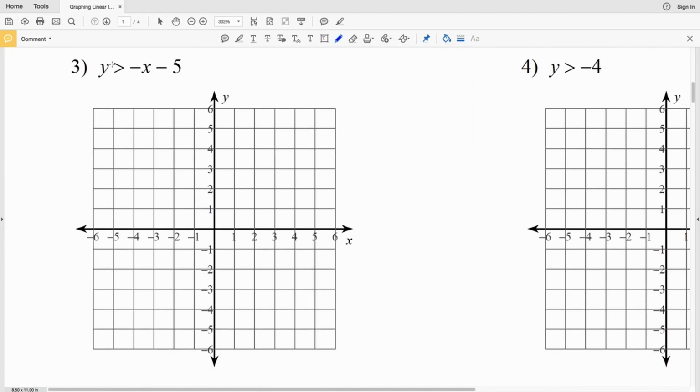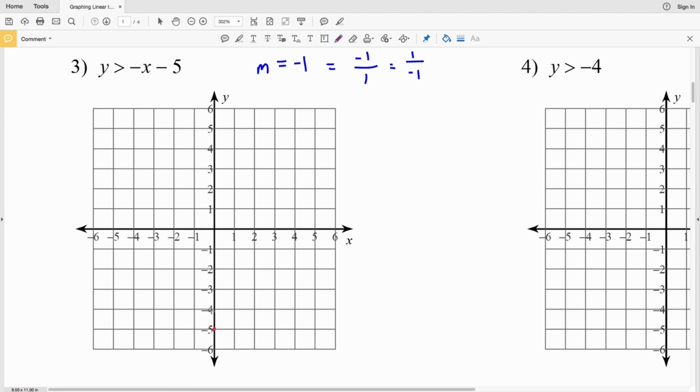In number 3, we have y is greater than negative x minus 5. Negative x is the same as negative 1 times x. So our slope is equal to -1. And now let's plot some points. Our intercept occurs at -5, so 0, -5. And if the slope is -1, that's the same as -1 over 1, or we can do 1 over -1.